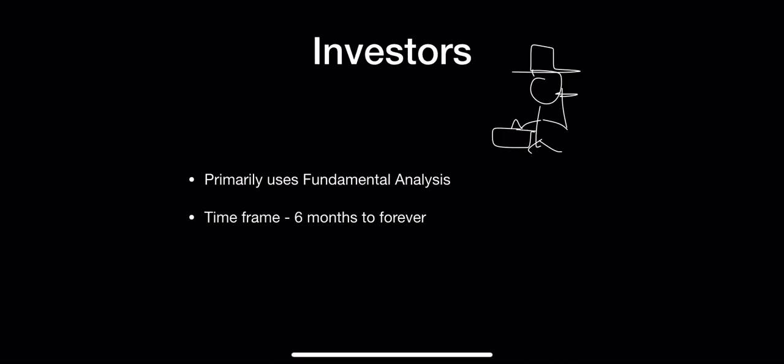So investors, you like my little goofy pictures I have of these guys. Anyway, investors are primarily people who hold a stock for a long period of time. About as simple as that. And they primarily use fundamental analysis. They also use a little bit of technical if they're really good, but fundamental analysis. And their time frame is anywhere from 6 months to essentially forever. Because as Warren Buffett said, the best time to hold a stock for is forever. And he is definitely an investor, not a trader.